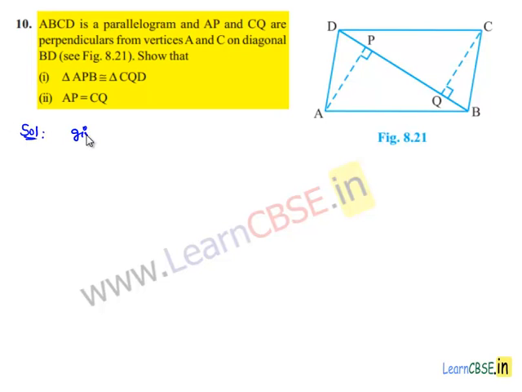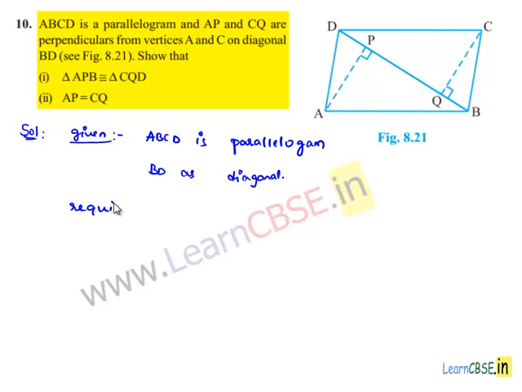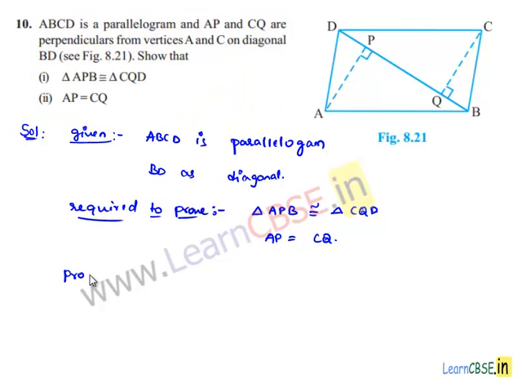Let us note down the given information that ABCD is a parallelogram with BD as diagonal, and we are required to prove that triangle APB is congruent to triangle CQD, and second thing, AP is equal to CQ. Now moving on to the proof.